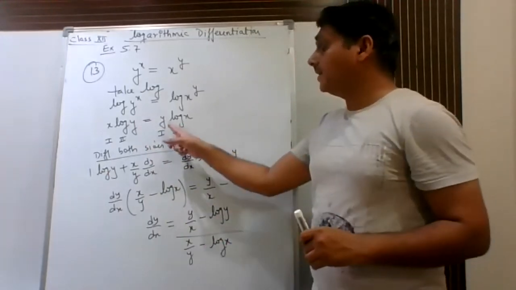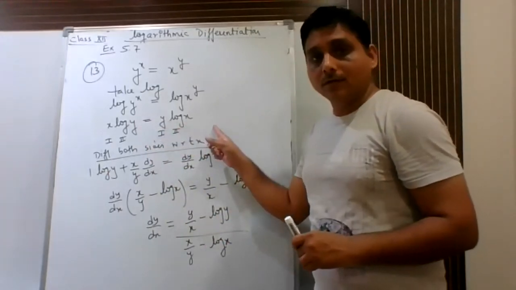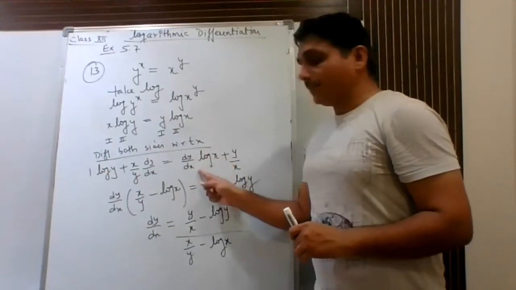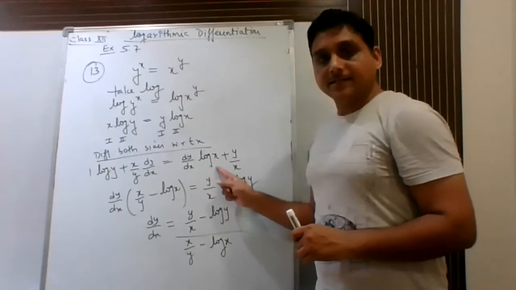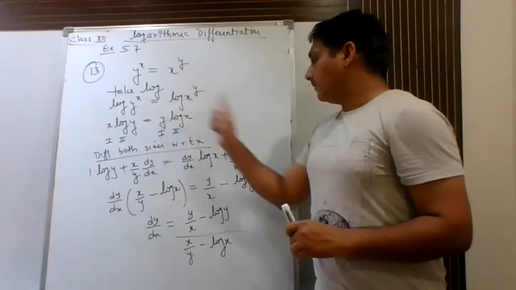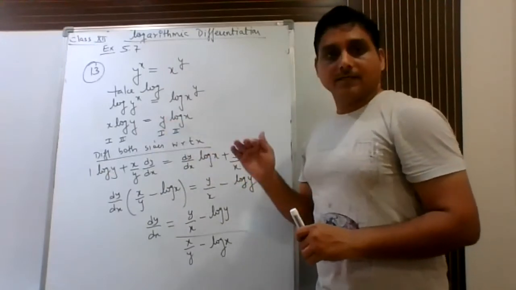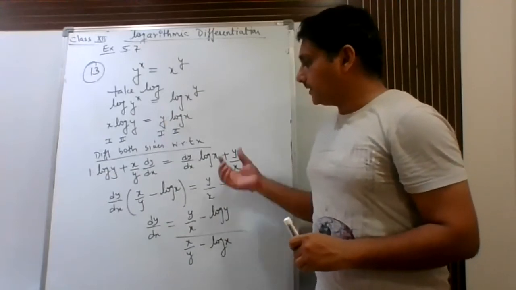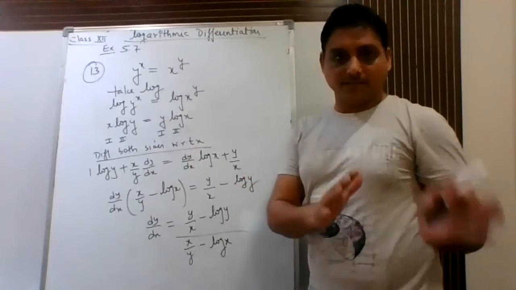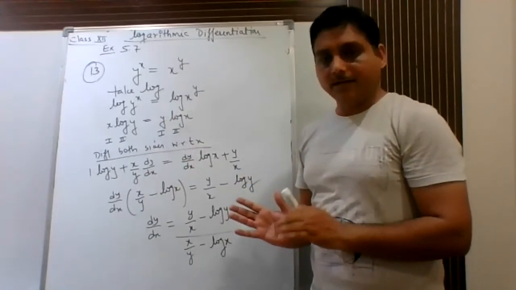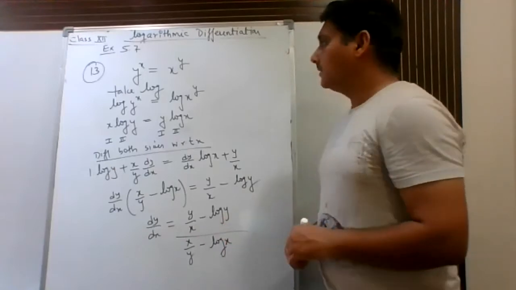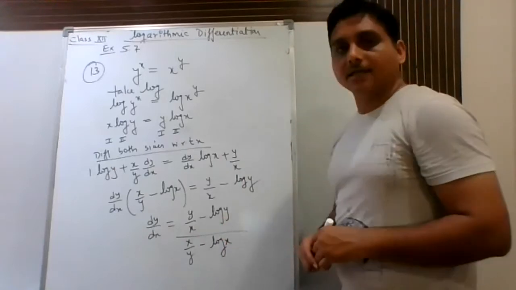Now on this side, here also we are applying product rule. So the derivative of y will be dy upon dx log x as it is plus y as it is. Derivative of log x is simply 1 by x that we had written. Now after that, it's a matter of taking dy upon dx on one side and remaining terms on the other side. And finally, you can leave the answer in this form. Write down this 13th question.